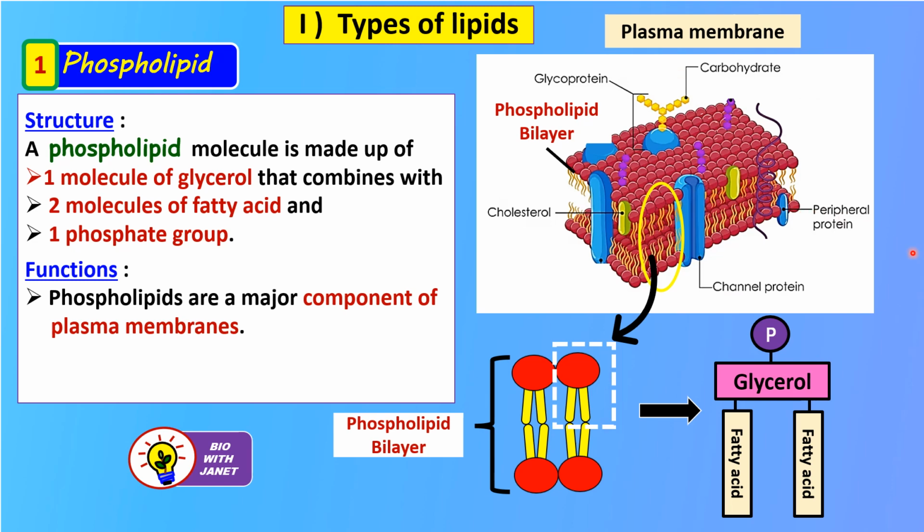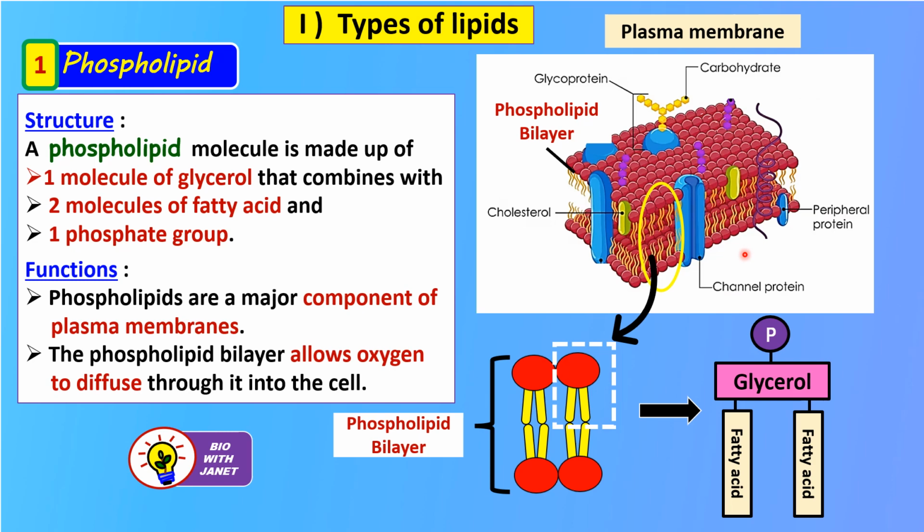Now we go on to the function first. So functions of phospholipids, they are a major component of the plasma membranes. They build up the plasma membranes. They form the phospholipid bilayer. And secondly, the phospholipid bilayer allows certain molecules to pass through it. For example, oxygen can diffuse through it into the cells for cellular respiration. Carbon dioxide produced through cellular respiration can diffuse out from the phospholipid bilayer. And even water can diffuse through osmosis across the phospholipid bilayer into the cell.